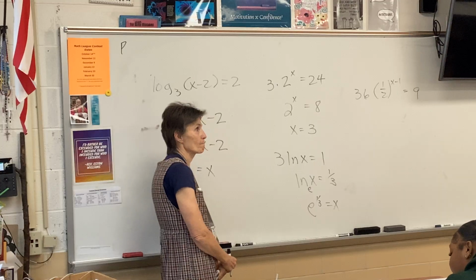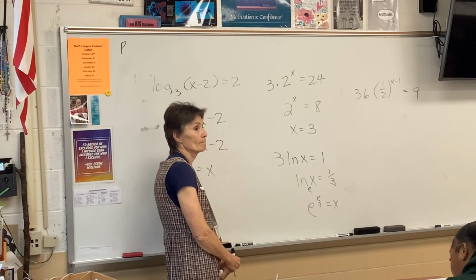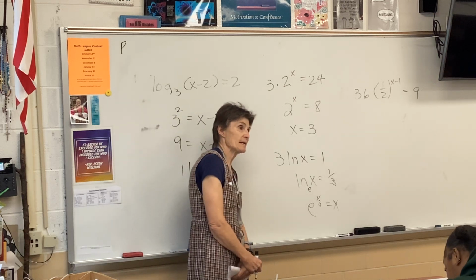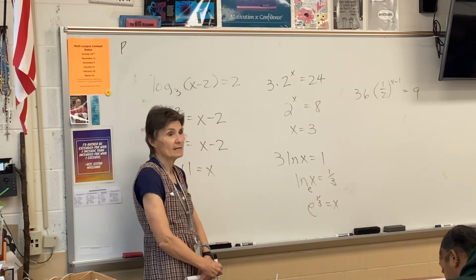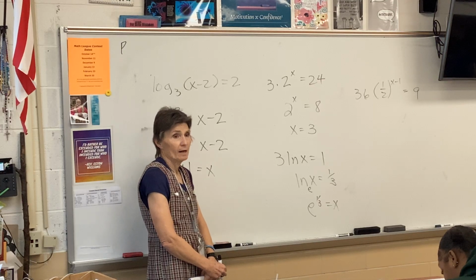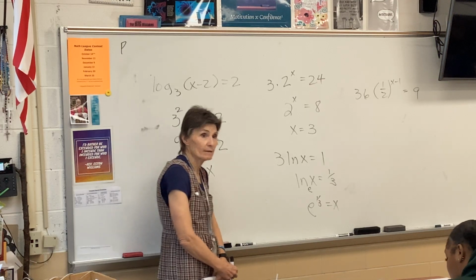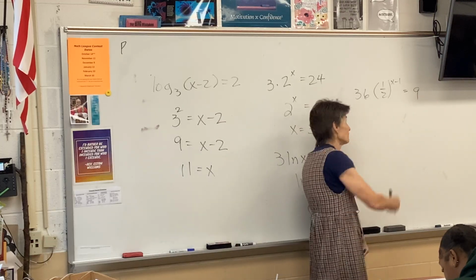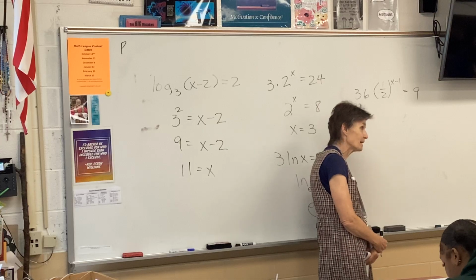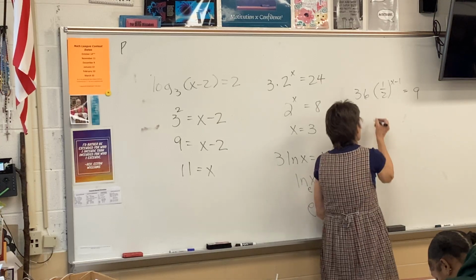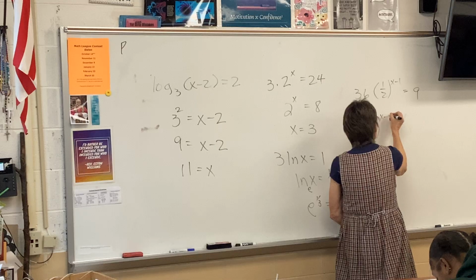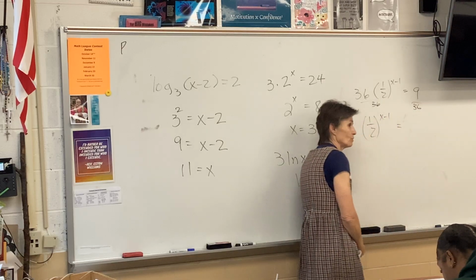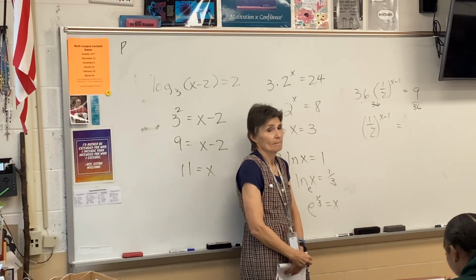Ideas? What? Can't move the exponent to the front unless I have a logarithm, and I'm not doing anything with logarithms until I divide. You gotta divide first, guys. This is a common theme. If there's a number hanging around in front, divide it out. So 1/2 to the x minus 1. Tell me about 9/36. 1/4.